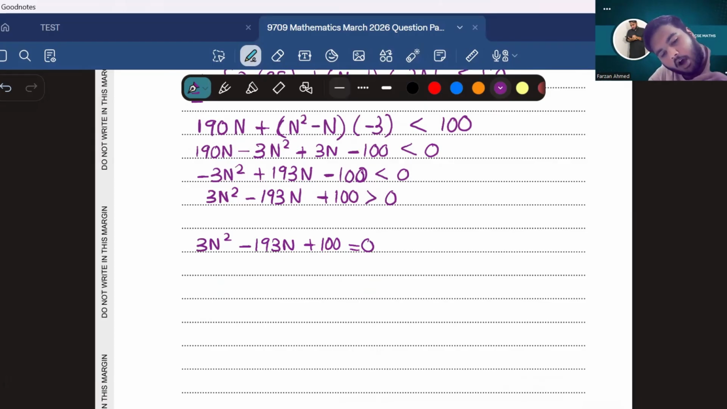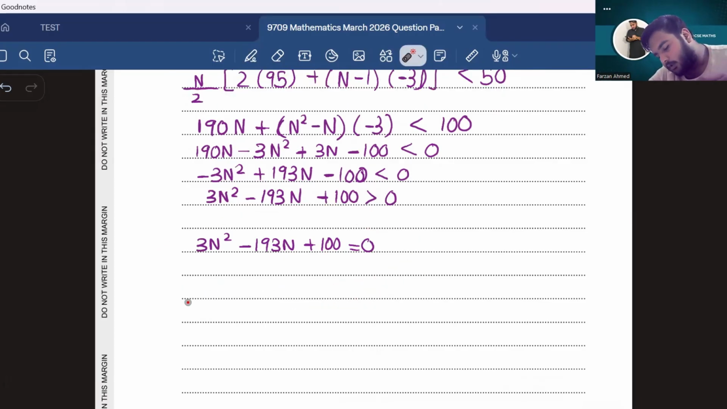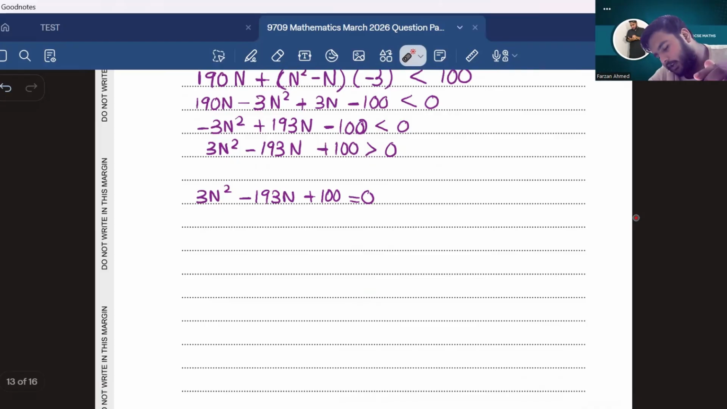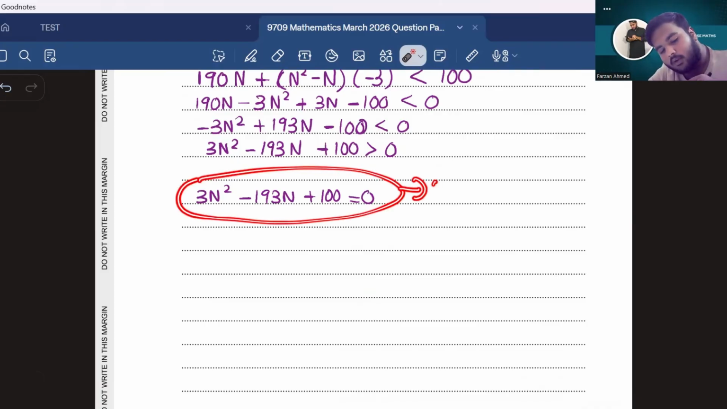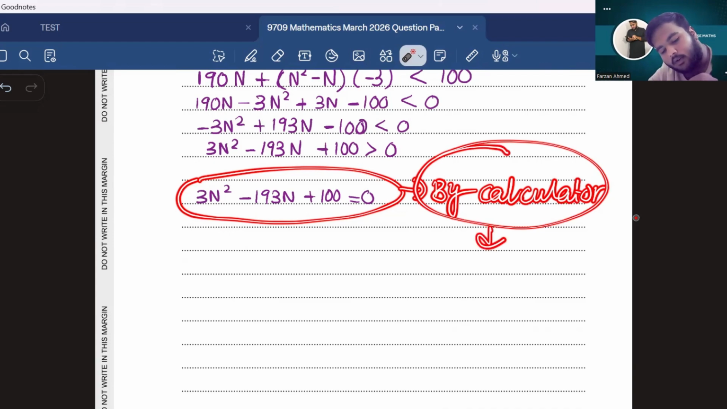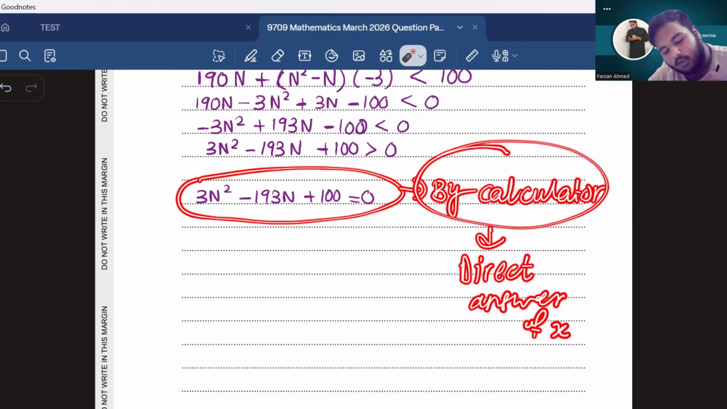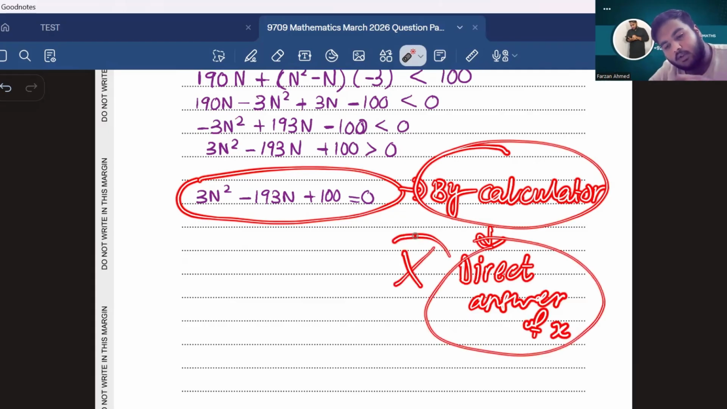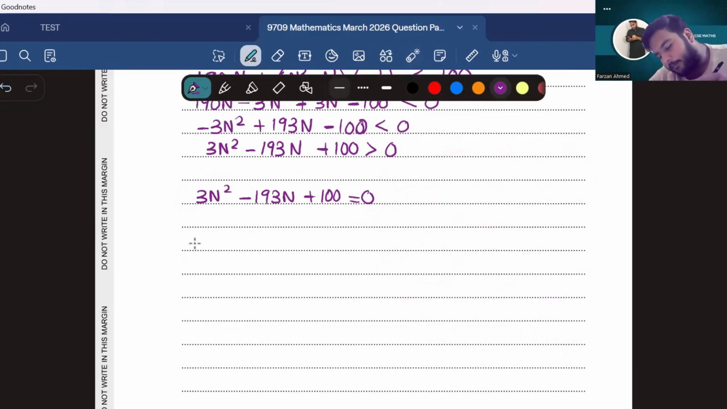So how will we solve this? We can solve it by the calculator also, but in the calculator we get the direct answer of x. This is not acceptable in Cambridge. So we will use the quadratic formula.